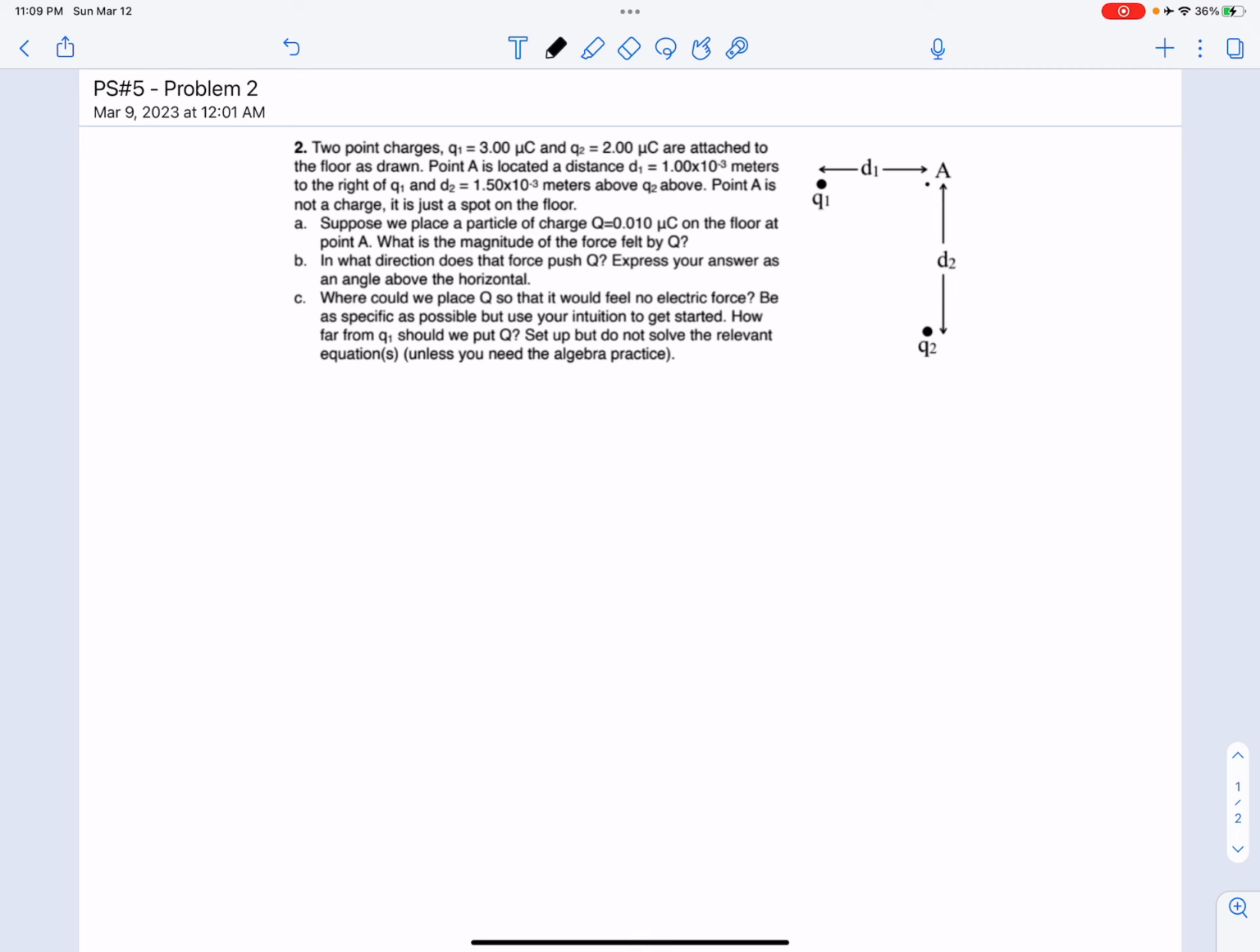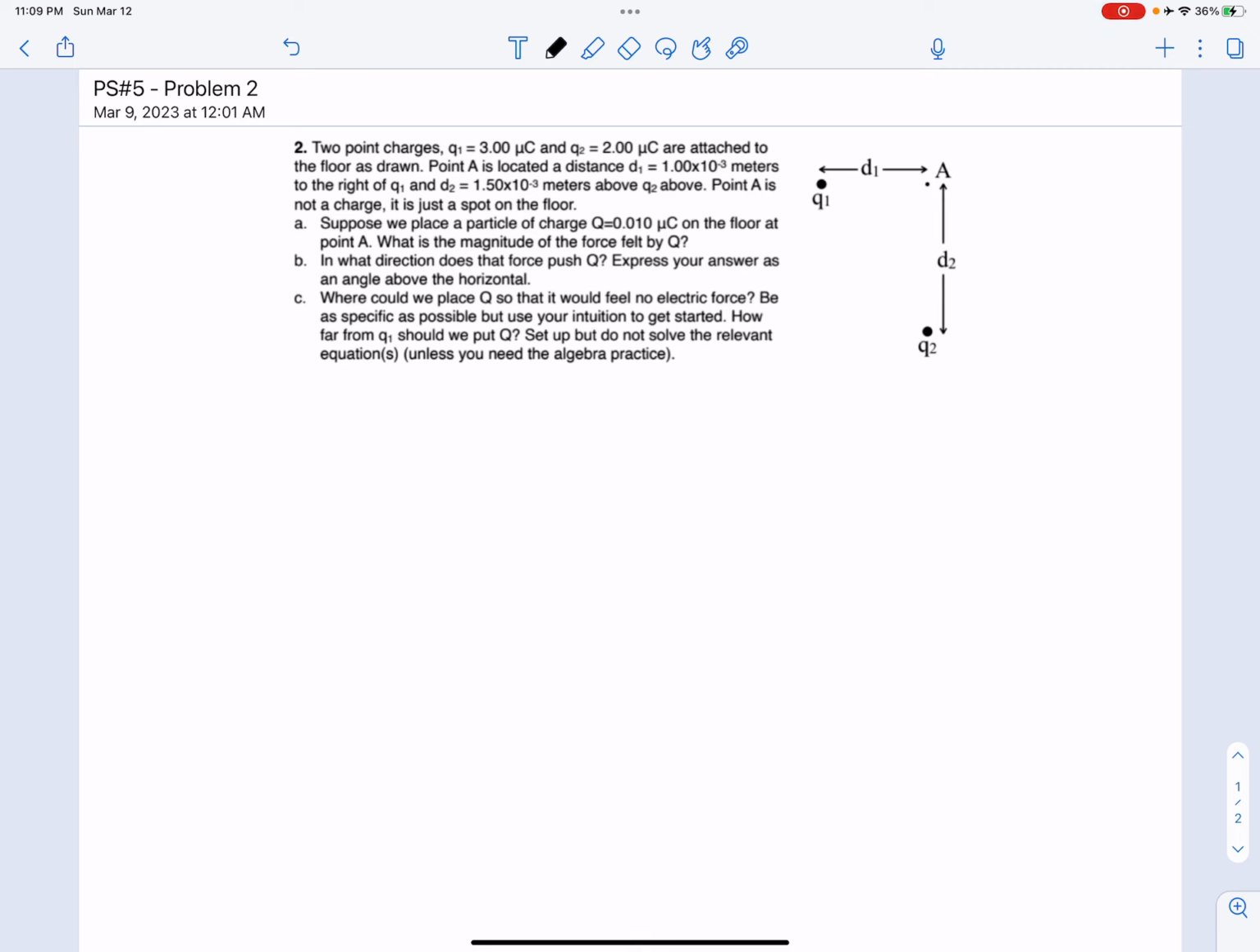Part A, suppose we place a particle of charge capital Q equals 0.01 microcoulombs on the floor at point A. What is the magnitude of the force felt by capital Q? Part B, in what direction does that force push capital Q? And express your answer as an angle above the horizontal.